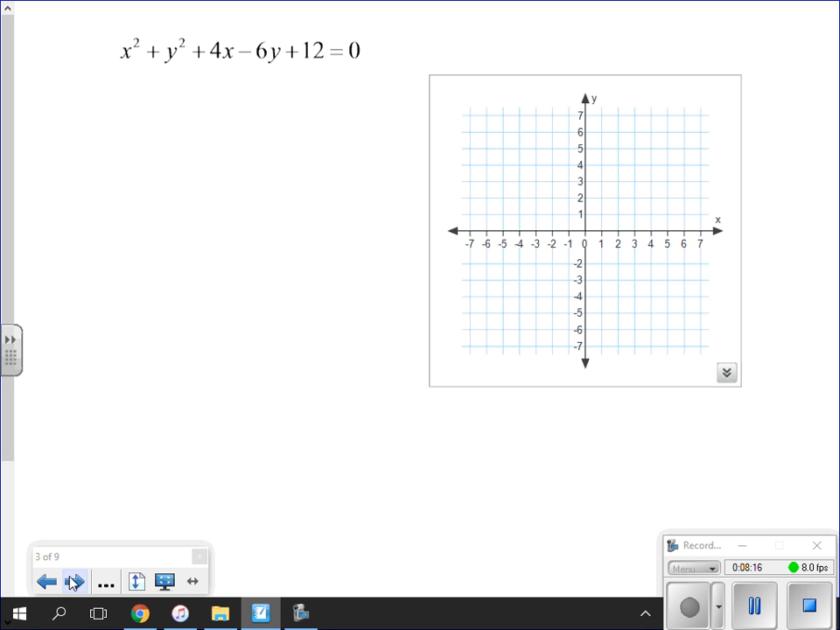I will be perfectly honest with you, gentlemen. I absolutely detest using completing the square to solve quadratic equations. Either factor it or use the quadratic formula. I detest, absolutely detest completing the square for solving quadratic equations.